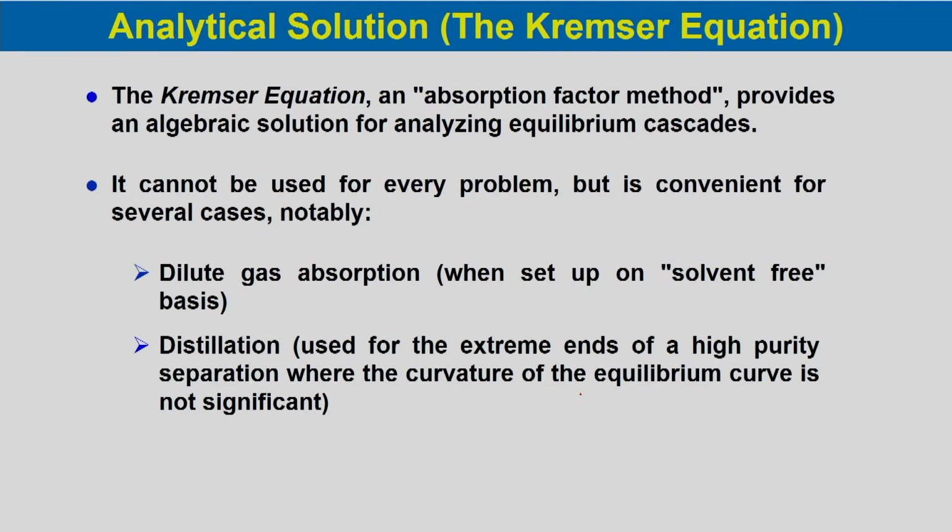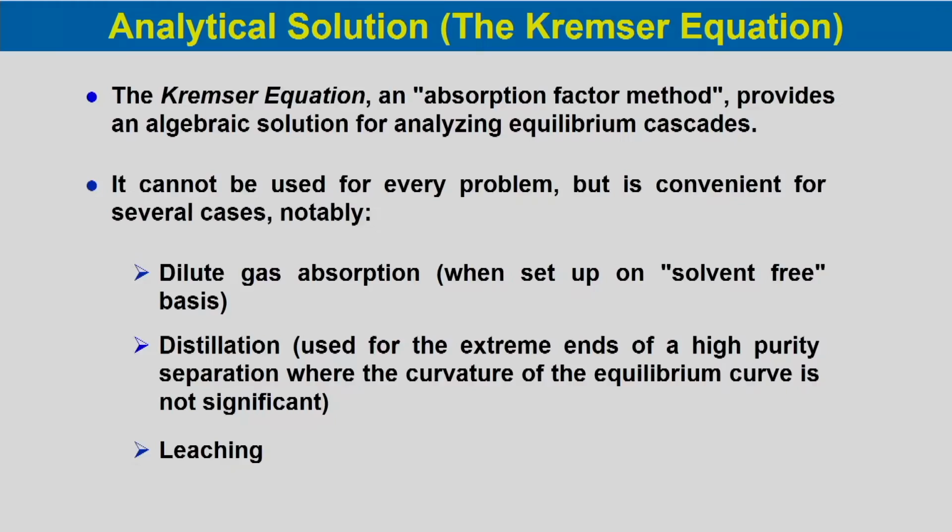In that case the equilibrium curve will also be a straight line, because there is no appreciable change in concentration. The third case is also for leaching, where you have a very slow process of leaching out some valuable component. The process is very slow, or the solute materials are present in very low quantity. So, we can use this Kremser equation.